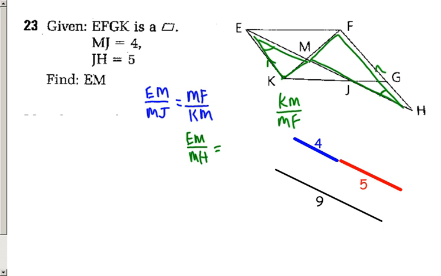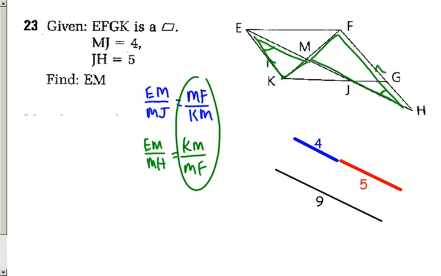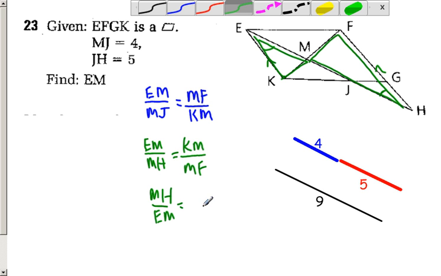And looking at these proportions side by side, it looks like I got the same ratio here and here, MF and KM. Okay, so what I can do with this is I could just flip these things over and it won't change anything. So I'm going to change this proportion from EM over MH to MH over EM, equals MF over KM.